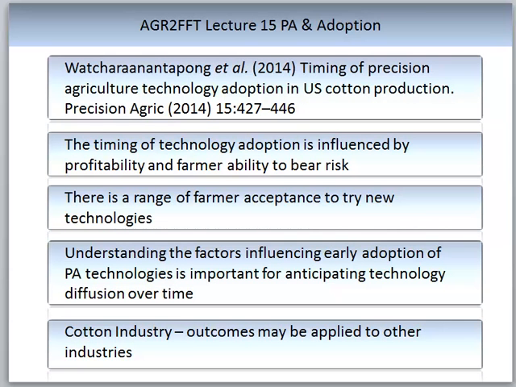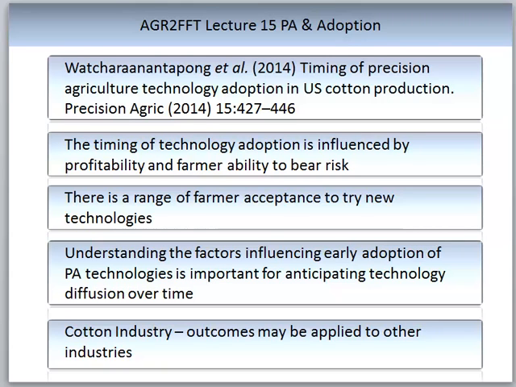The timing of precision agricultural technology adoption in US cotton production was investigated and published in the Precision Agriculture Journal in 2014. The aim of this paper was to look at the timing of technology adoption, which tends to be influenced by profitability and farmers' ability to bear risk. This paper acknowledges there is a range of farmer acceptance to try new technologies, from those innovators who tend to take more risk to the laggards who tend to take less risk.